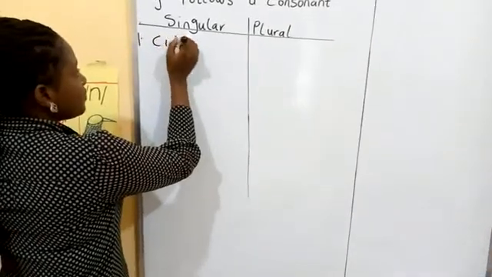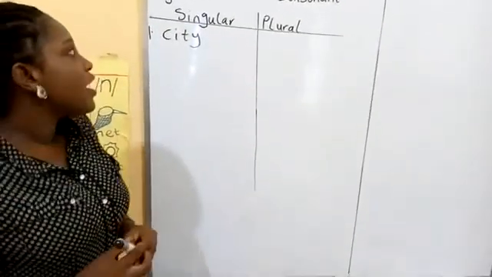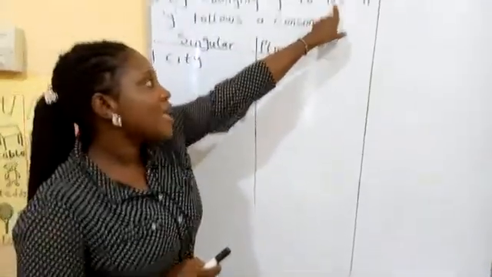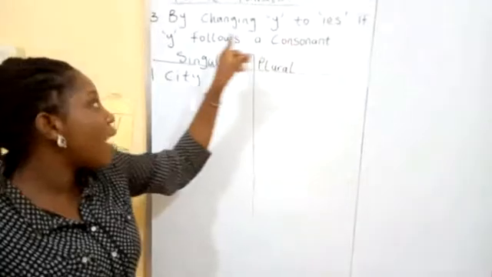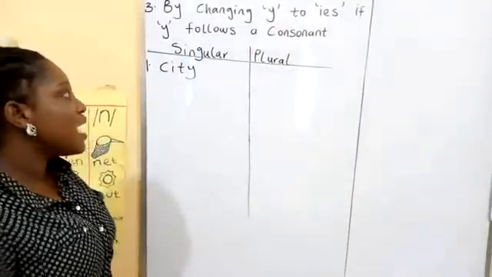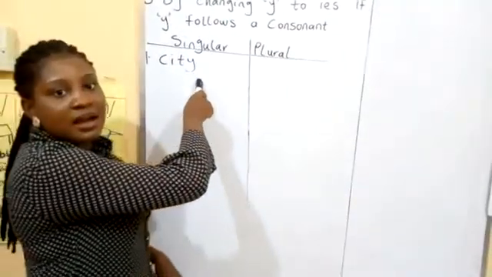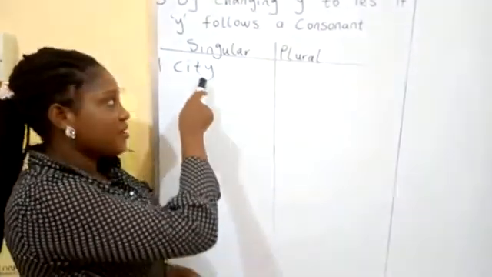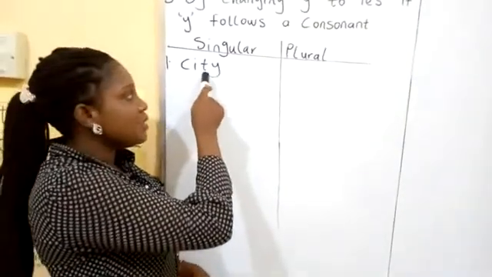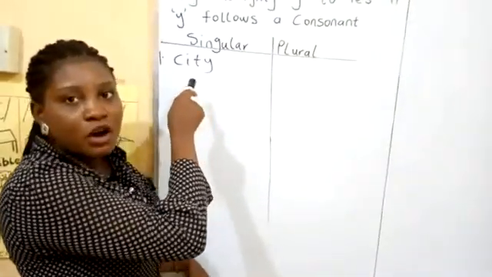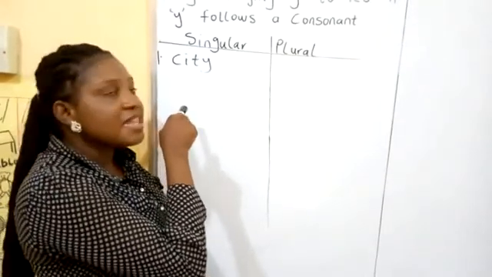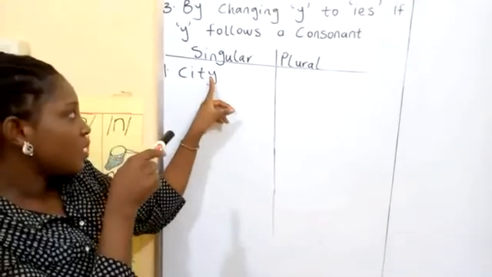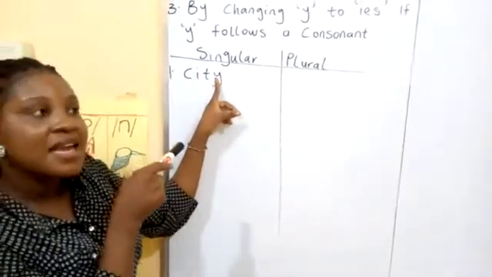We have words like this. City. Okay, we are changing what? We are changing y to ies only if the y follows a consonant. So now this is the y. Can we all see the y? Before the y, which letter do we have there? That is letter T. So now, is letter T a vowel or consonant? Definitely a consonant. So we'll change the y to ies.